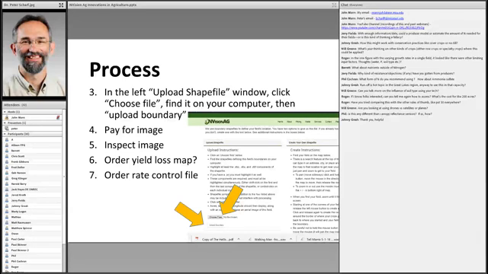And then I didn't have screenshots for the rest of these, but you pay for the image. Then when you get it, you look at it and say, okay, do I need to do anything? If I was trying to decide on rescue nitrogen and it looks fine, you may be done. If you're trying to make a decision about yes or no on rescue nitrogen, you may order a yield loss map, which is a separate but very simple and immediately returned product. And if you know you're going to do it, you don't need a yield loss map. You can order the rate control file.